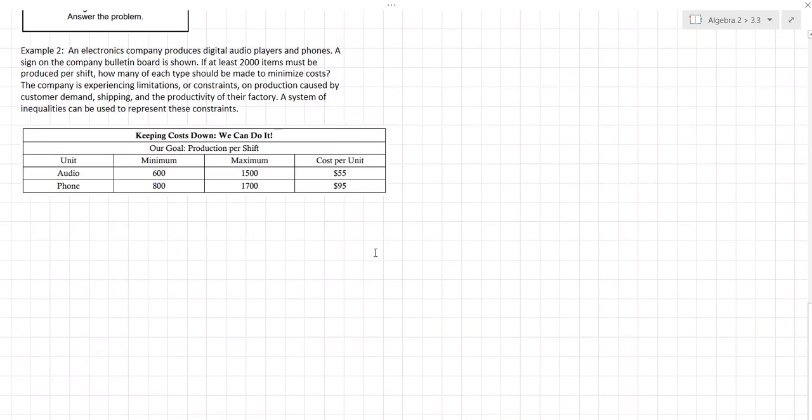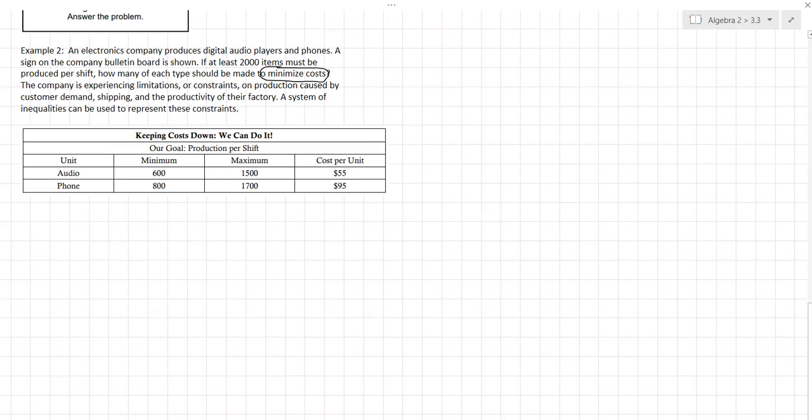An electronics company produces digital audio players and phones. A sign on the company billboard is shown, so that chart below. If at least 2,000 items must be produced per shift, how many of each type should be made to minimize cost? So we're trying to minimize cost, so we're going to look for the minimum. The company is experiencing limitations or constraints on production caused by customer demand, shipping, and the productivity of their factory. A system of inequalities can be used to represent these constraints.